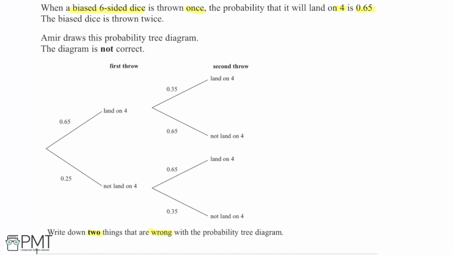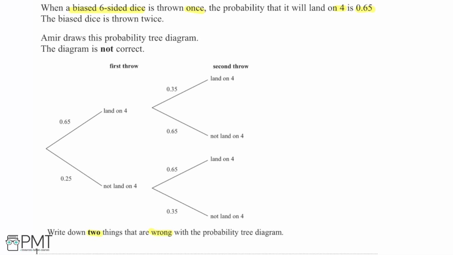So if I have a look at the first branch, we have 0.65, which, yes, it says in the question, is the probability it lands on a 4. However, here we have 0.25 that it doesn't land on a 4. Add these together, and we're not going to get a total of 1. We're going to get 0.9. So that's the first thing that is wrong with this diagram.